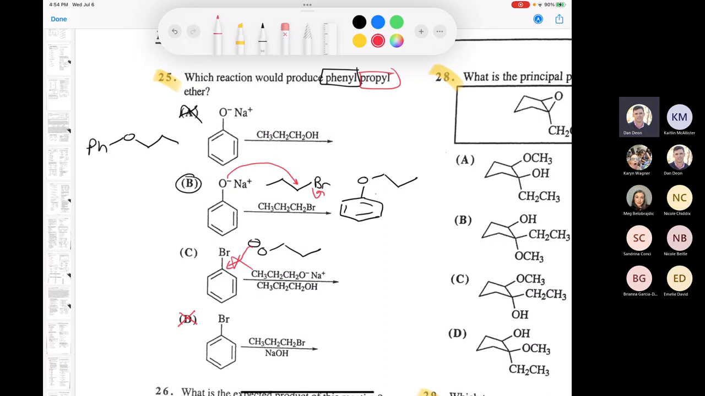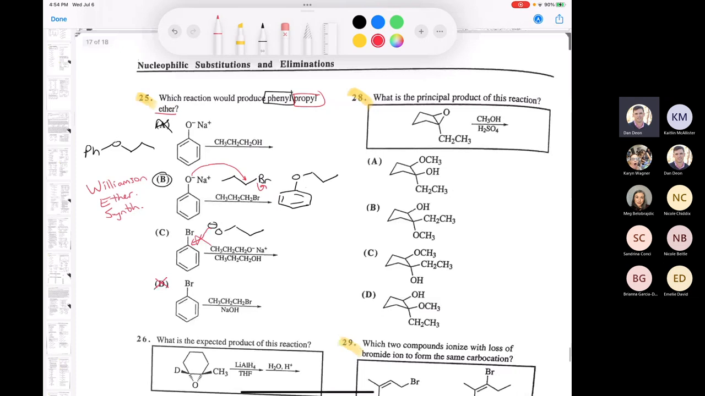So that's a way to synthesize an ether, and this would fall under the umbrella of the Williamson ether synthesis. All right, so some more ether chemistry. Take a look at another one here.